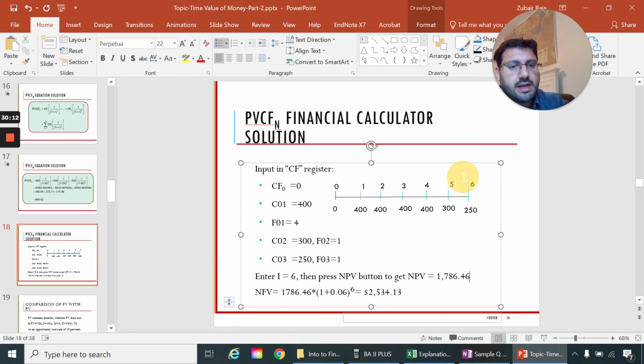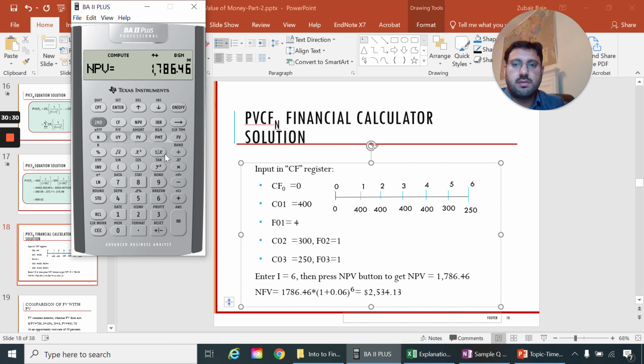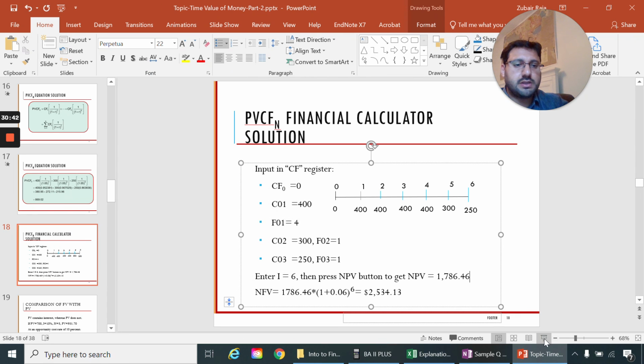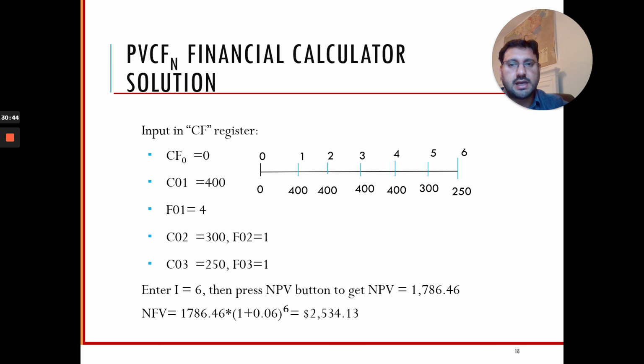So 1786.46 multiplied by 1 plus the interest rate 0.06 raised to the power 6, because there are 6 periods, 1, 2, 3, 4, 5, 6, right? So if you do the calculation, you will find 253,413, which is the same as over here when I use the calculator to find the net future value. So this is how you do the computation when you have uneven cash flows, right?